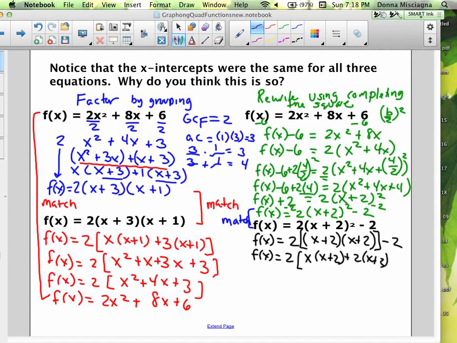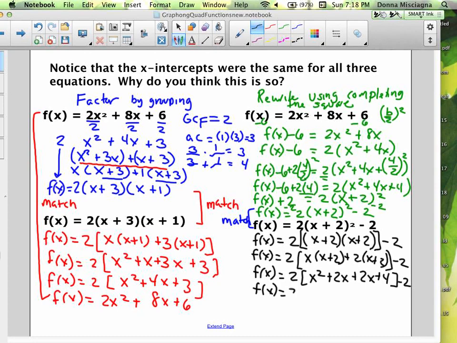Right, now I'd have 4 products. I've multiplied everybody in the first by everybody in the second. And then we still have a minus 2 out there. All right, so we have f of x equals 2, and then x times x would give us x squared. X times 2 is 2x. 2 times x is another 2x, and 2 times 2 is 4. That negative 2 is not multiplied by 2, only the (x plus 2) squared was. Let's combine the like terms and then we'll distribute.